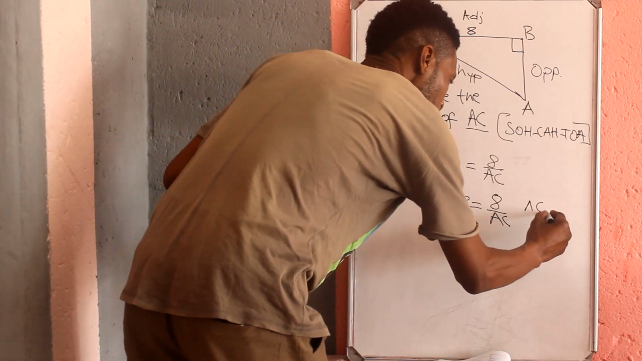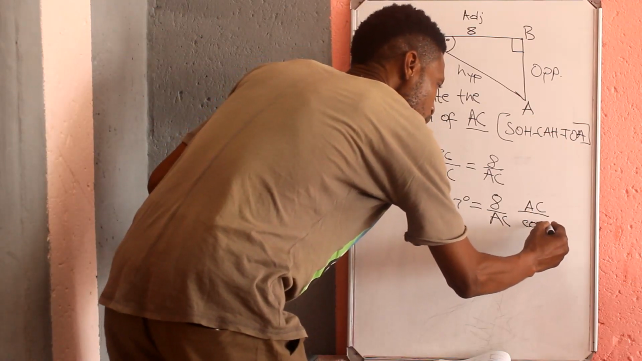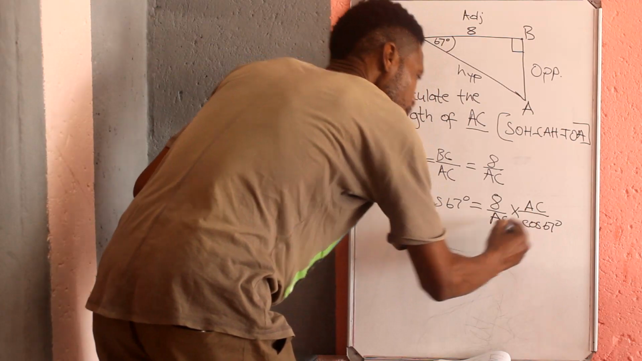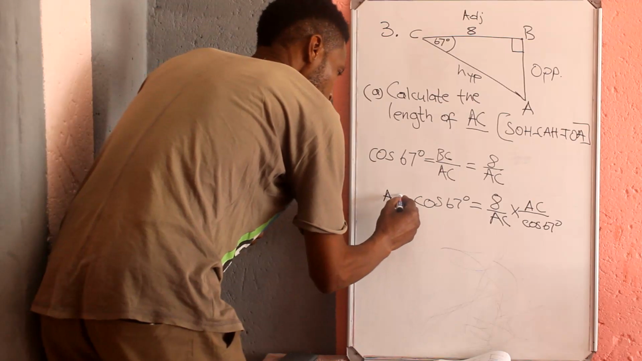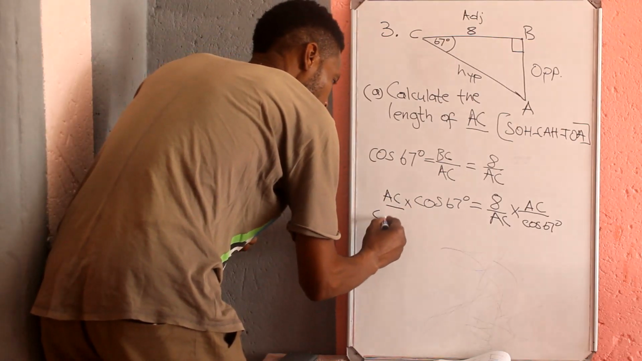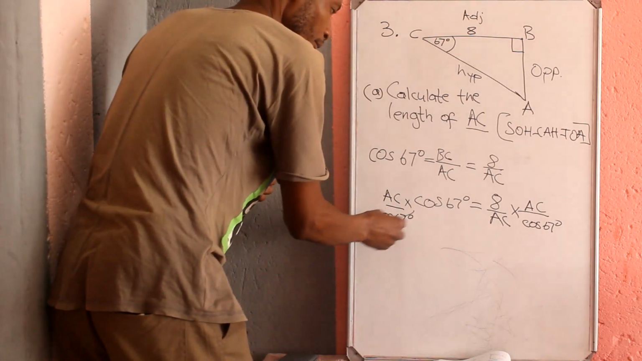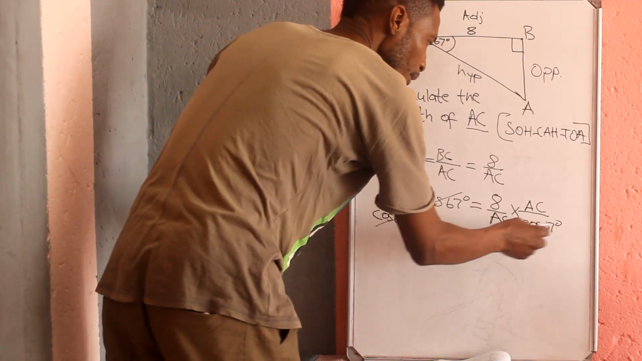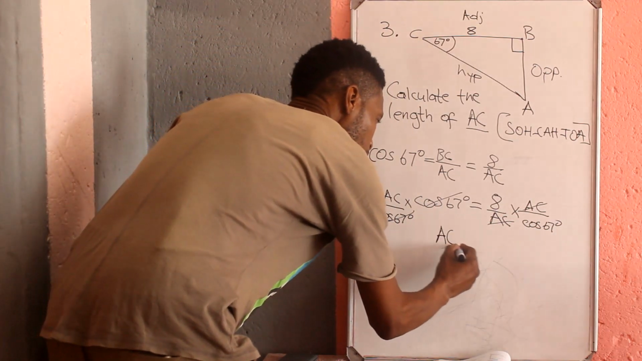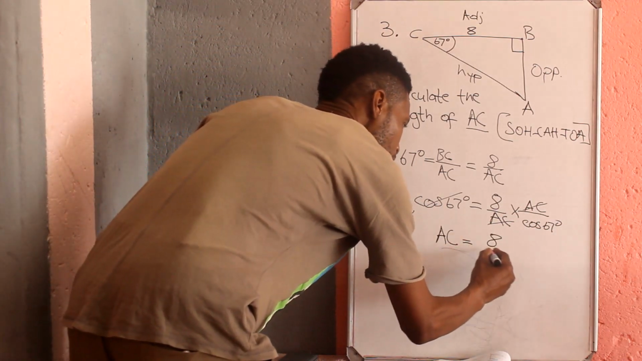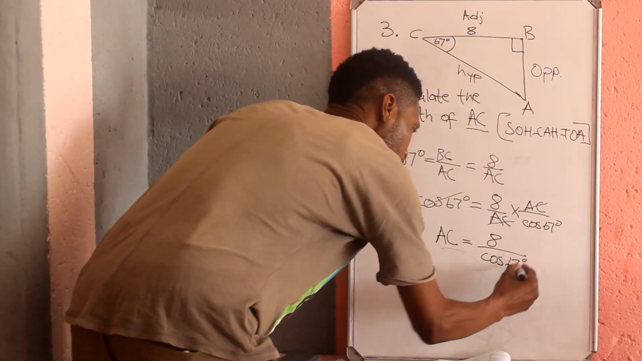By doing cross multiplication in order to make AC your subject of the formula, you multiply by AC over cos 67 degrees. You do the same on the left hand side. So cos cancels cos, and AC cancels AC. That leaves AC is equal to 8 units all over cos 67 degrees.